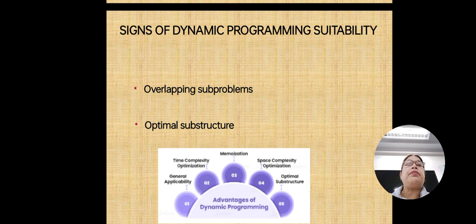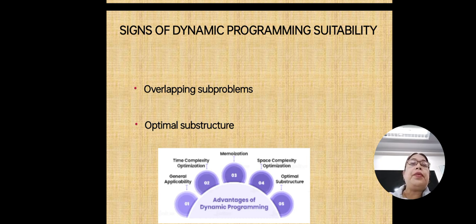Signs of dynamic programming suitability. Which is the overlapping sub-problems. Overlapping sub-problems are when the answers to the same sub-problems are needed more than once to solve the main problem. So, we say that the sub-problems overlap. In overlapping, solutions are put into the table so developers can use them repeatedly instead of recalculating them.